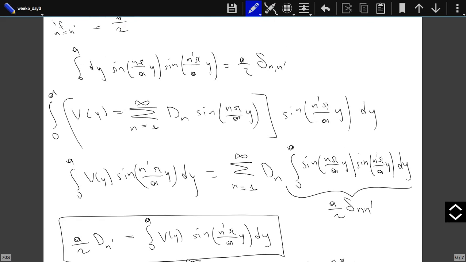Let's get over here. This integral is A over 2 d_n' times the Kronecker delta n n', with a summation over n from 1 to infinity. But this Kronecker delta just tells me that only the term n equal to n' contributes to that sum. All the other terms are 0. So if I only take the n equal to n' term, it is just A over 2 times d_n'. That is the n equal to n' term.